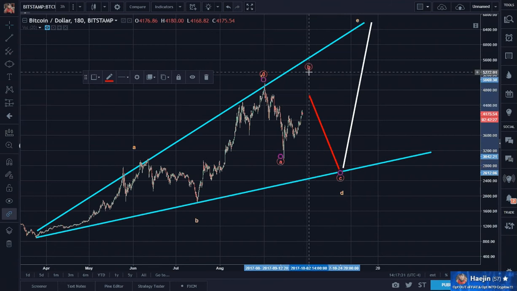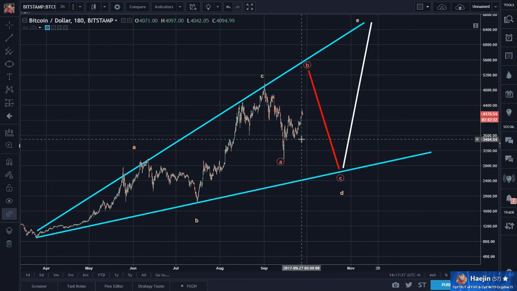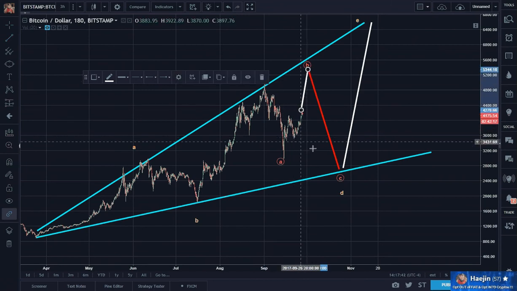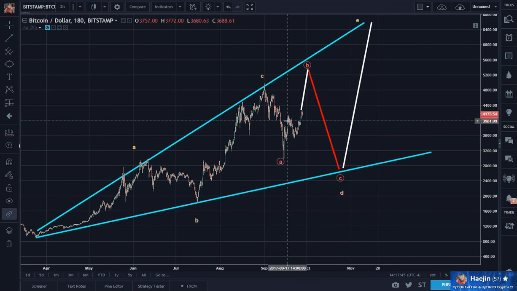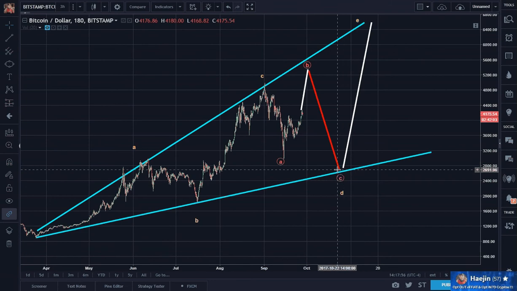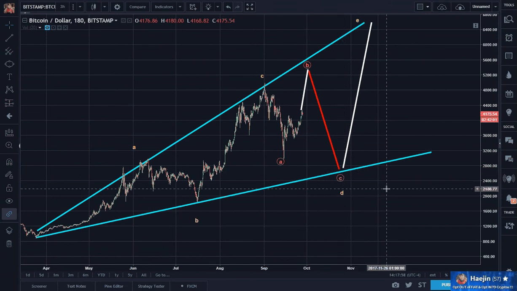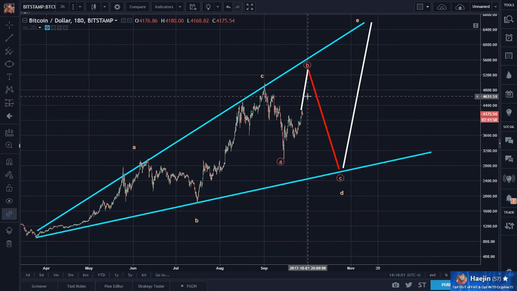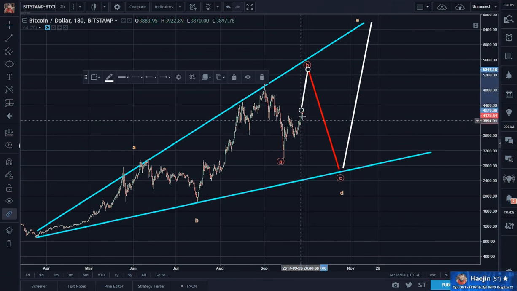What I'm thinking is 5,300, make a new all-time high. It'll give A, A, B, C, B, 1, 2, 3, 4, 5, C. This would be an expanded flat correction, still marking the wave 4. The destination is same in both scenarios. I am not yet convinced that we can get rid of these probabilities or close probabilities.